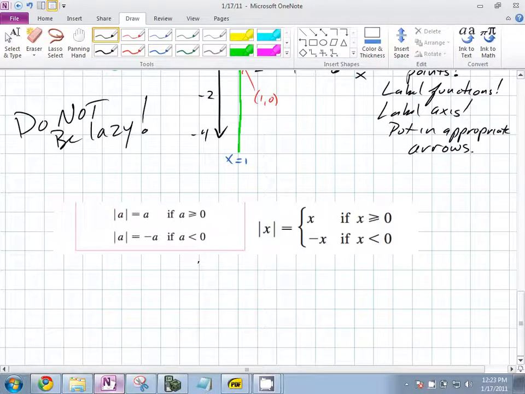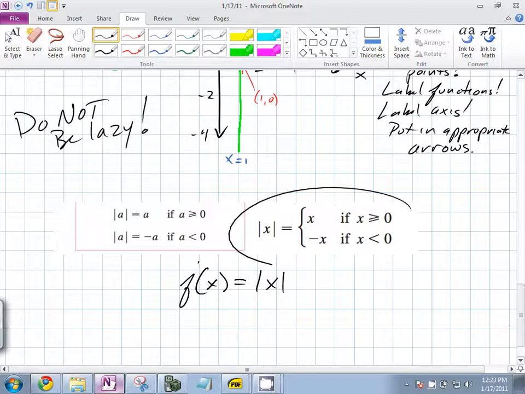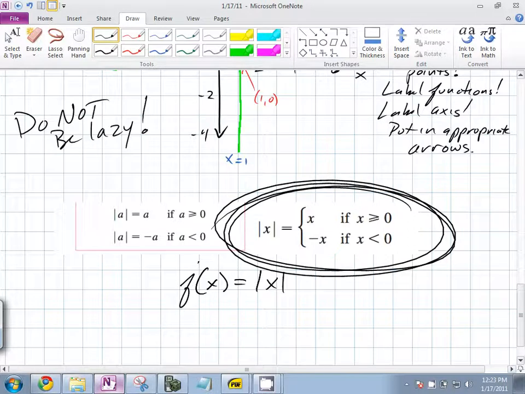So the graph, you've all done this before. F of x is equal to the absolute value of x. How do you graph that? What type of function is that? It's a piecewise defined function, right? How is it defined? It's defined in how many pieces? 2 pieces.